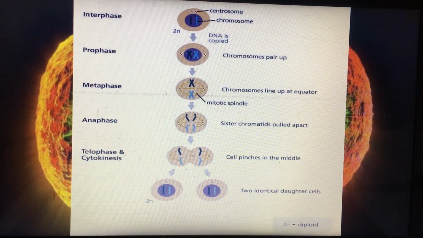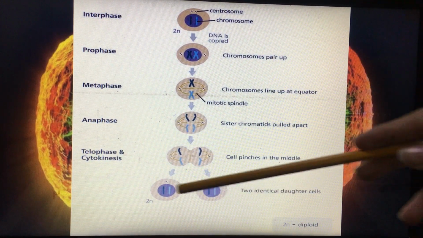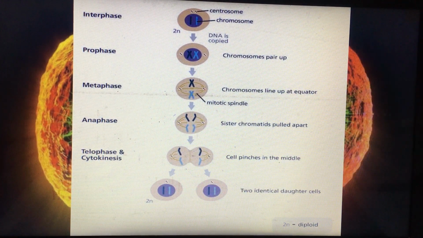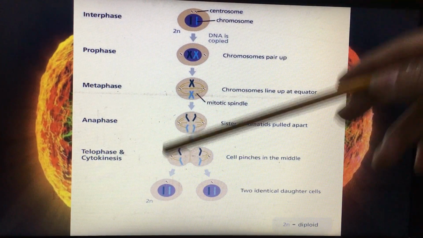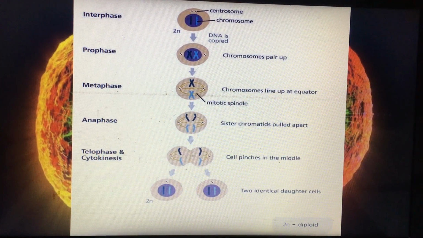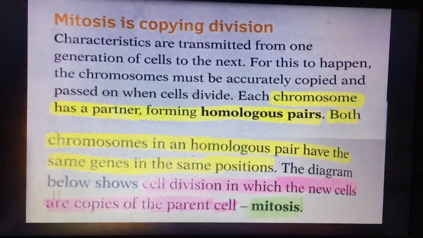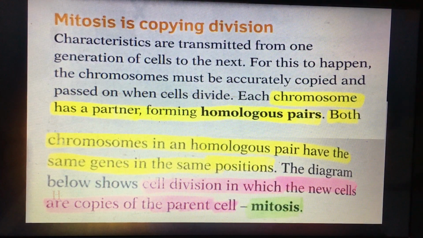And you have to know that the daughter cells have the same number of chromosomes and also they are identical to the parent cell. Okay? Now, in your book, page 198, we have mitosis is copying division. What do you have to know from this paragraph?